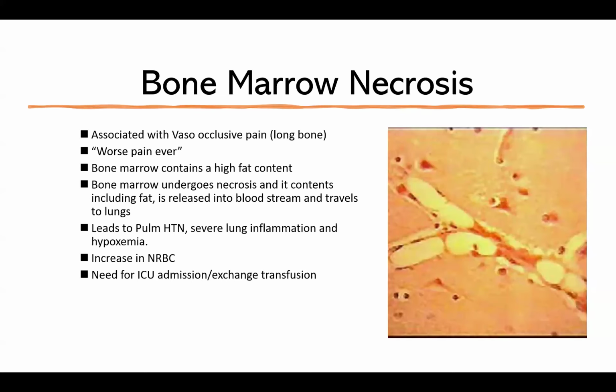We know that the bone marrow contains a high fat content. And so what happens in bone marrow necrosis is that fat is released into the bloodstream and can travel to the lungs. So this leads to pulmonary hypertension or severe lung inflammation and hypoxemia. On blood work, we'll see an increase in the nucleated red blood cell count.